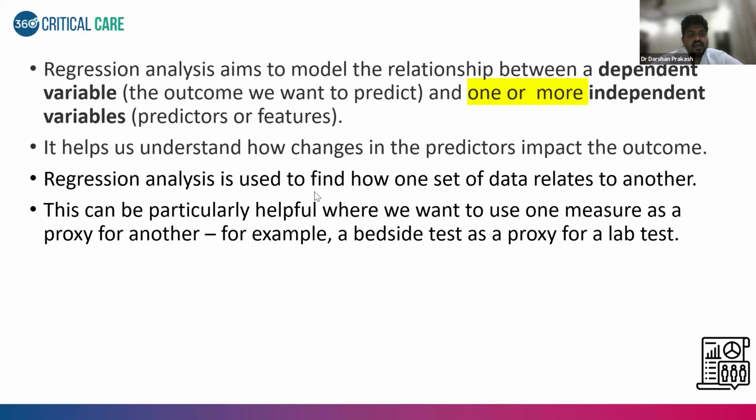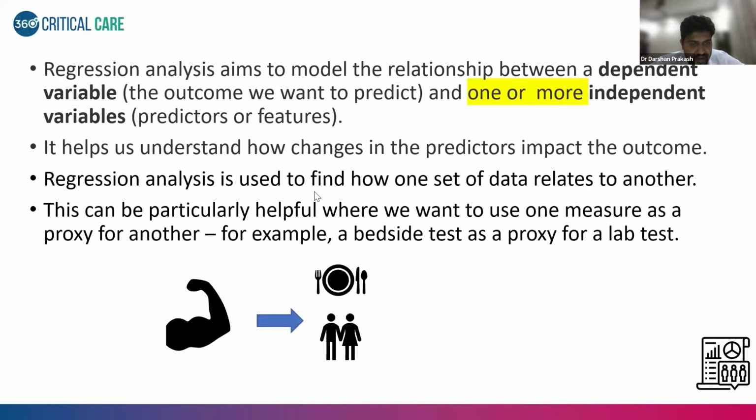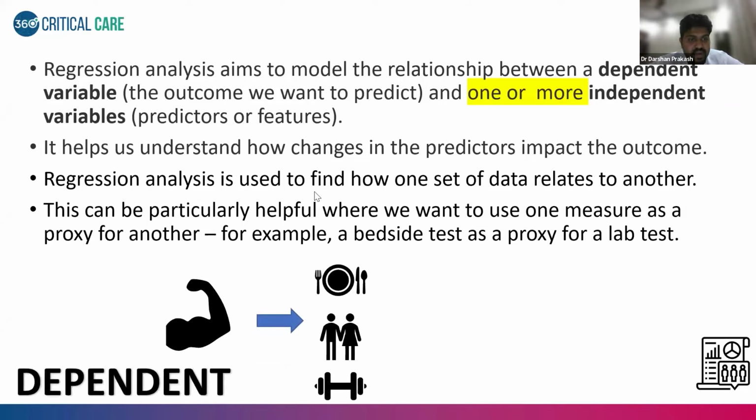Okay. So for example, let us understand muscle strength. Okay. So if the patient is well built, how does it affect? Okay, so it might be dependent on the diet of the patient, probably the gender matters, even the exercise matters. Correct. Here what we want to know is the strength. Correct. So that is the dependent variable.